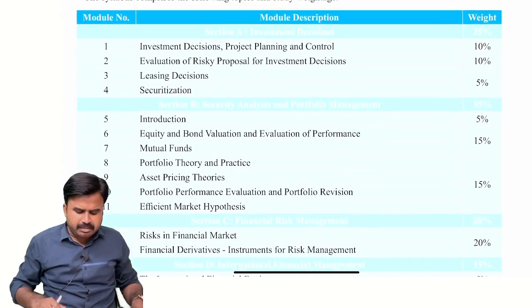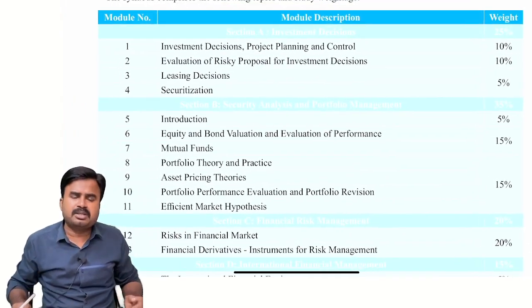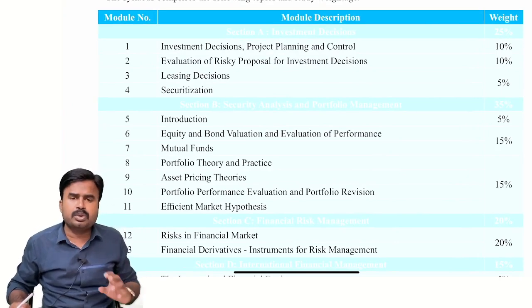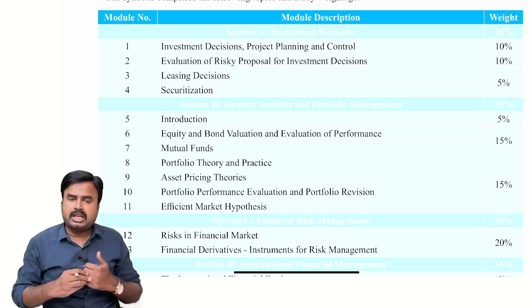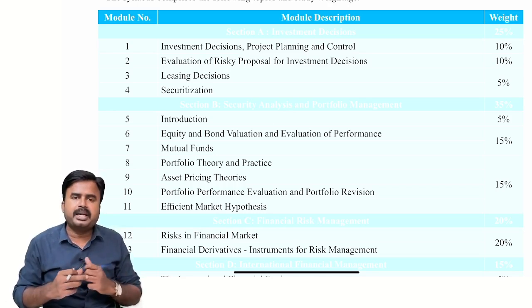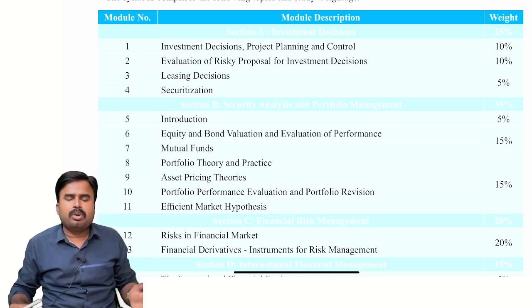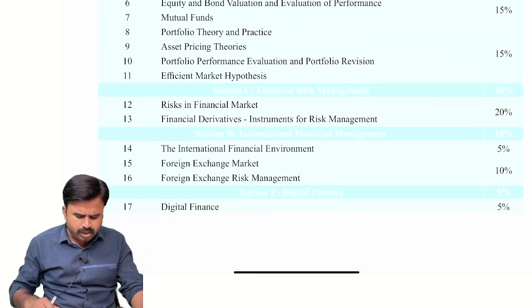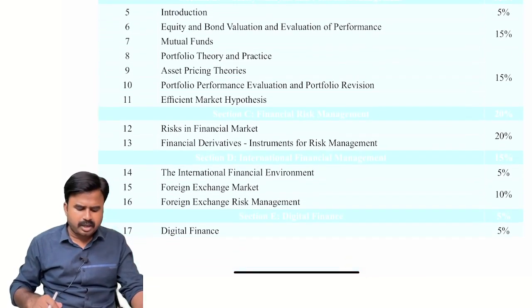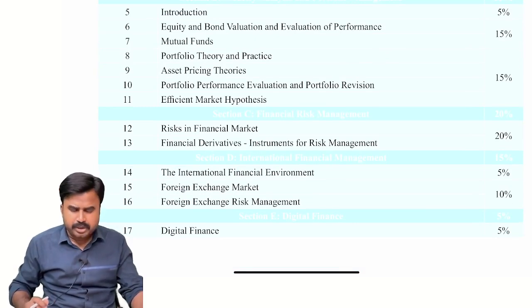Look at the chapter names, my dear students. Some of the chapters are very familiar to you. Why? Because those topics were covered at CMA inter level also. If you look at the first chapter, investment decisions, project planning and control, this chapter is already covered at CMA inter level. Apart from that, all the remaining chapters are new to us.